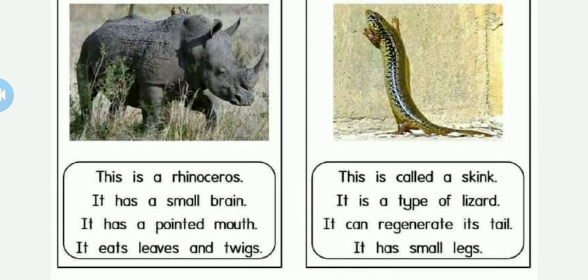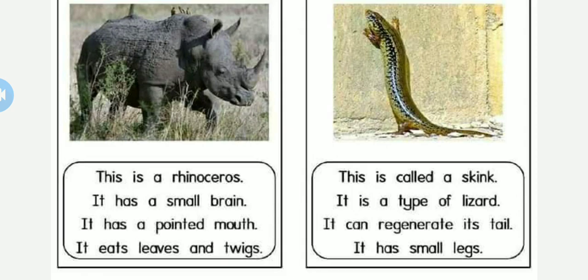Next slide. This is a rhinoceros. It has a small brain. It has a pointed mouth. It eats leaves and twigs. Rhino.